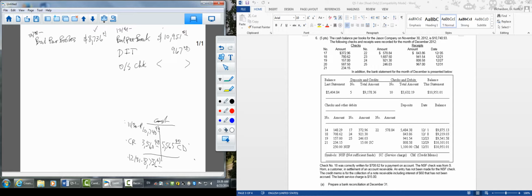It did clear. Number 18 cleared the bank, which means it got to the bank and got paid, right? But what's the difference between the 708.62 that we recorded and the 708.62 that the bank recorded, which is what the check was written for? The mistake we made is 780.62. What's the difference between those two? 72 bucks. What's that divisible by? 9.